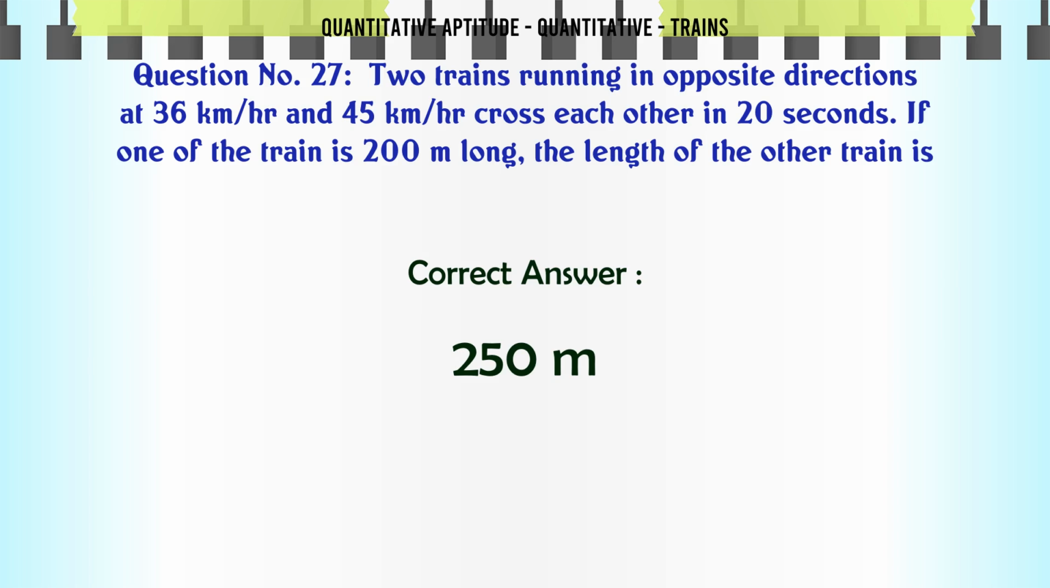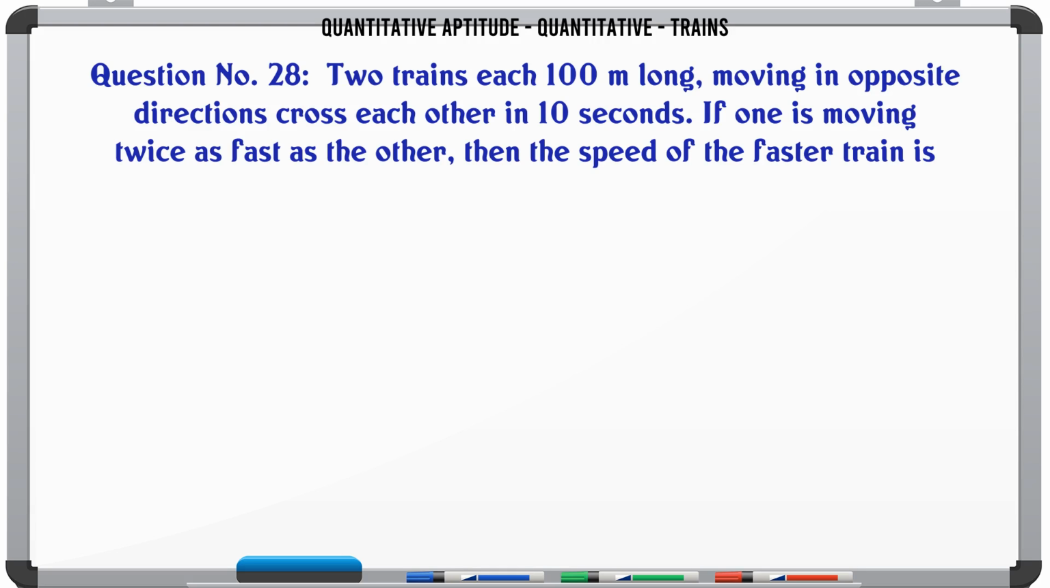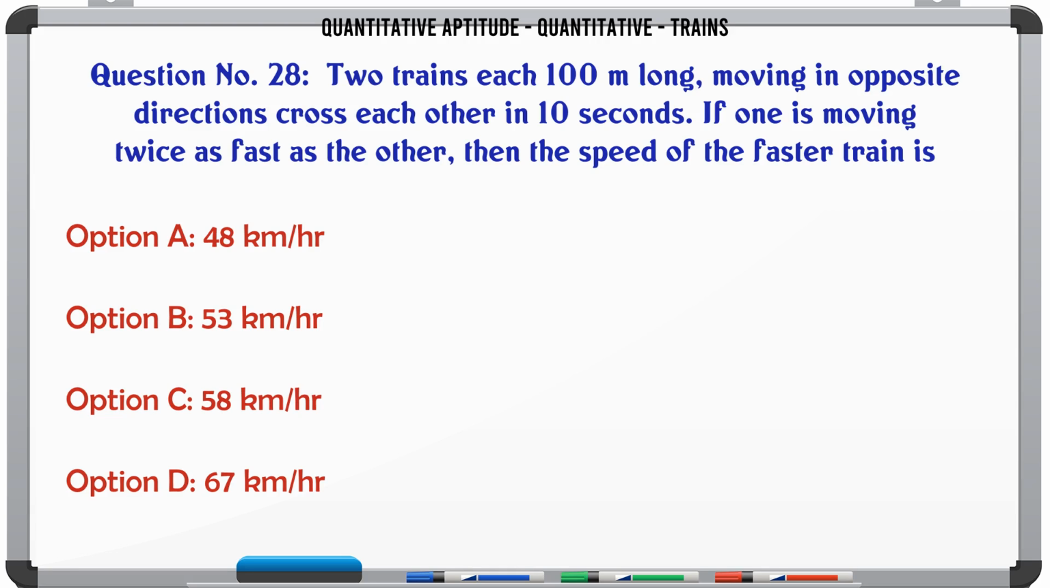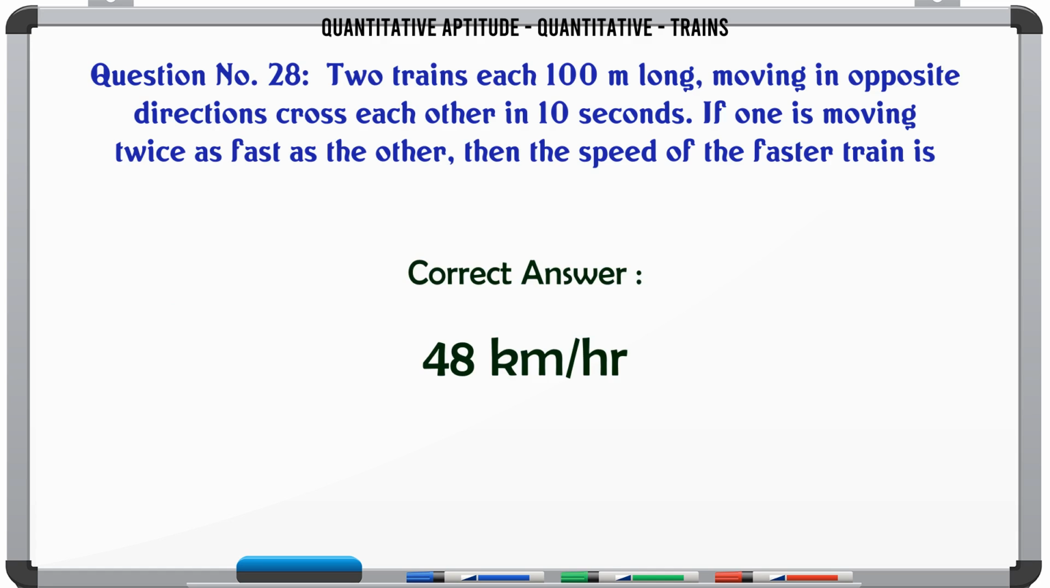250 m. Two trains each 100 m long, moving in opposite directions, cross each other in 10 seconds. If one is moving twice as fast as the other, then the speed of the faster train is A 48 km/h, B 53 km/h, C 58 km/h, D 67 km/h. The correct answer is 48 km/h.